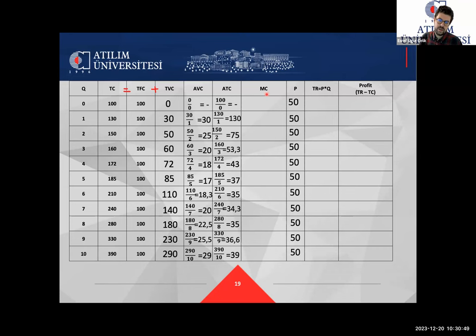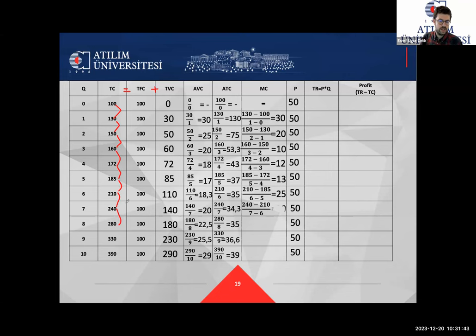Then marginal cost. At the zero level, there is no marginal cost. And the marginal cost formula is change in total cost divided by change in quantity. As you see, quantity always changes by one in that question. So we are able to look at the changes of total cost or total variable cost, which give the same results. So 30 difference, 20, 10, 12, 13, 25 at that level, 30, 40, 50 and 60. Okay.